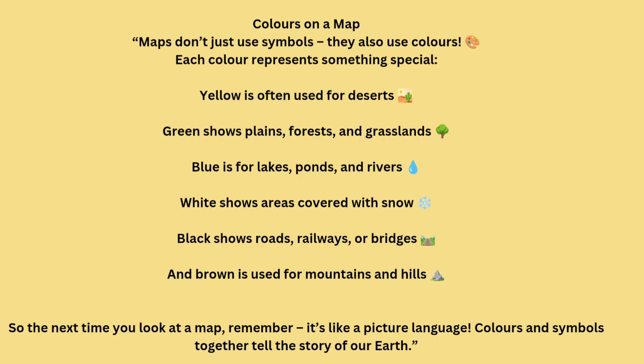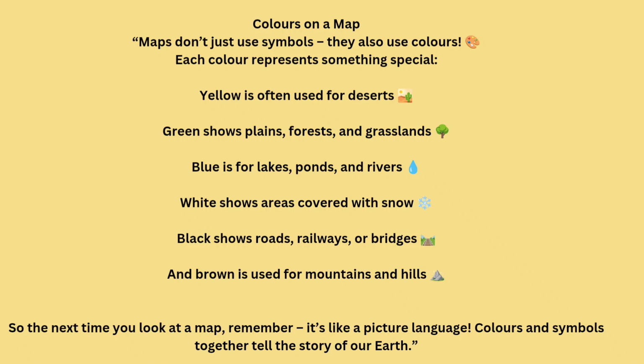6. Colors on a map. Maps don't just use symbols, they also use colors. Each color represents something special. Yellow is often used for desert. Green shows plains, forests, and grasslands. Blue is for lakes, ponds, and rivers. White shows areas covered with snow. Black shows roads, railways, or bridges. And brown is used for mountains and hills.